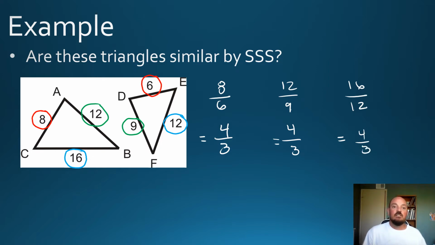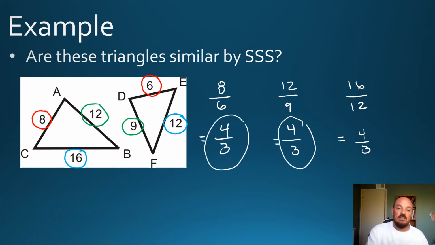So the answer is yes, the triangles are similar by SSS because each side, when I divided them or when I made fractions, gave me the exact same number. It has to be all three. If I get 4/3, 4/3, and 5/3, not similar.